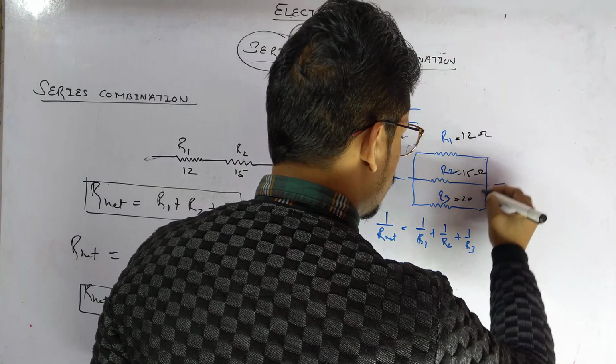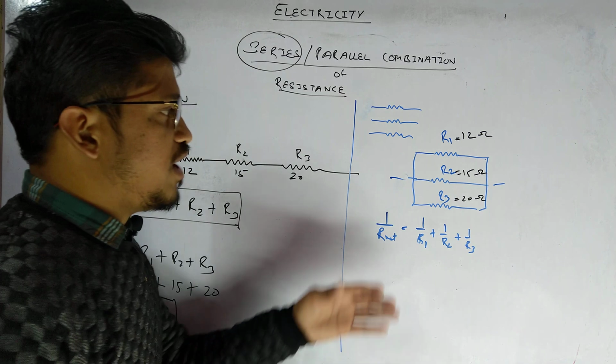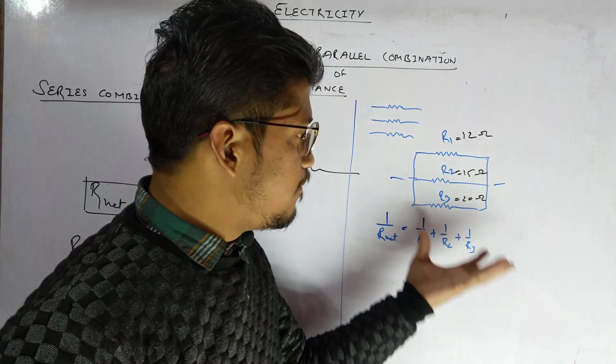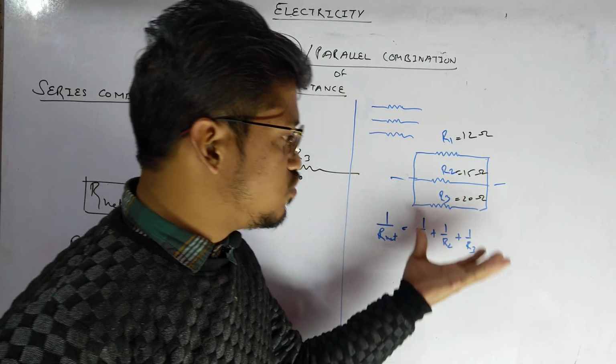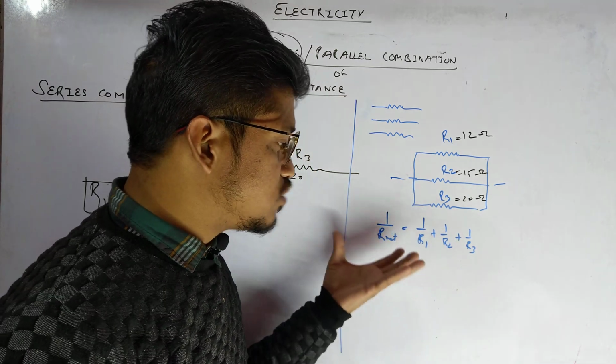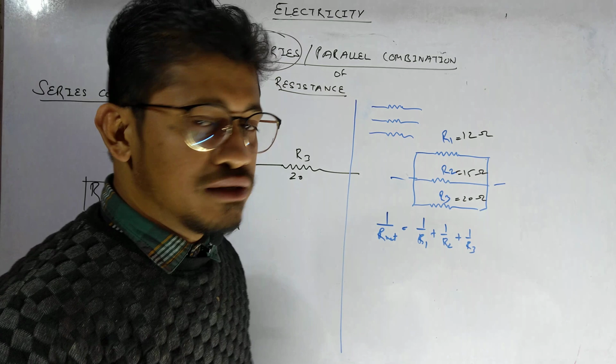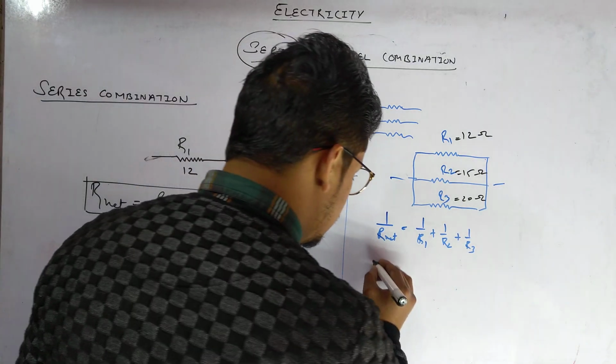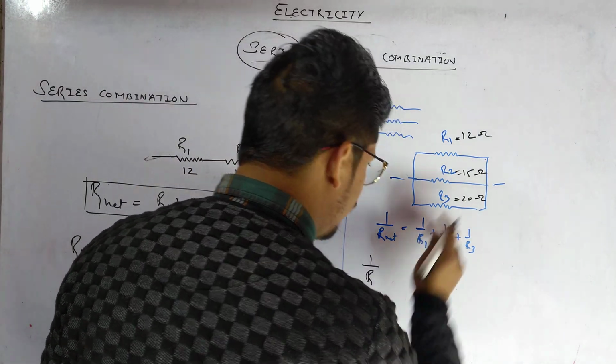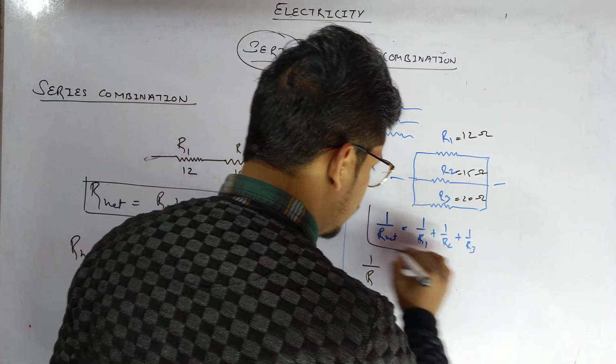This is an ohm, this is an ohm, this is an ohm. Okay, so if I say R1 is equal to 12 ohm and R2 is equal to 15 ohm and R3 is equal to 20 ohm, how can you calculate the total R net when the resistances are arranged in a parallel manner? So how can you calculate? Just put these values in this equation.